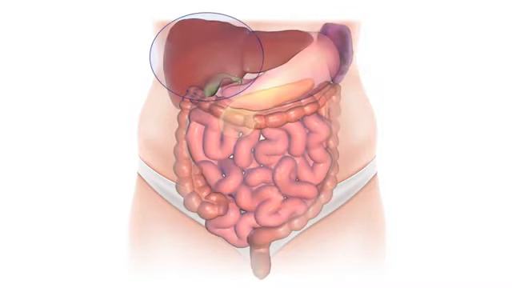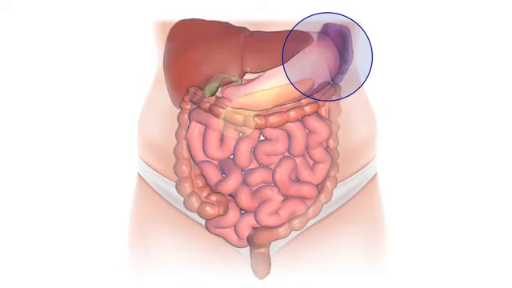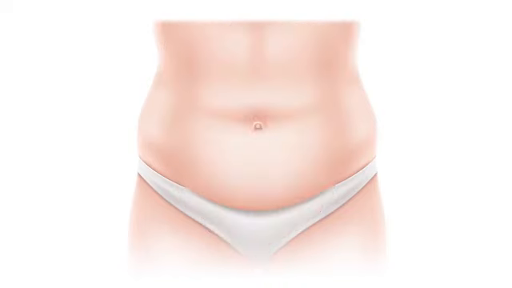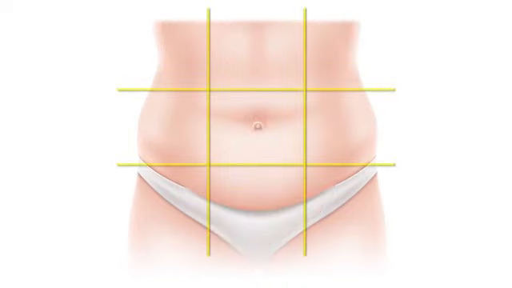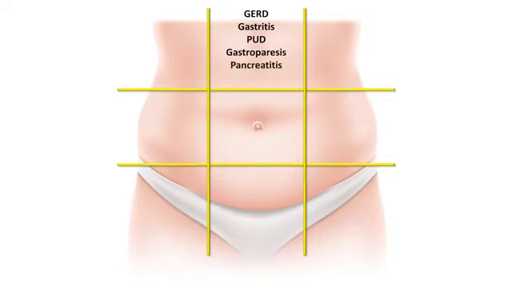So pain in the right upper quadrant suggests liver or biliary pathology, while pain in the left upper quadrant could be from the spleen. Now I'm going to go through specific etiologies while traveling around the abdomen, starting in the epigastric region. Pain located here can be from gastroesophageal reflux disease, gastritis, peptic ulcer disease, gastroparesis, most commonly a complication of diabetes, pancreatitis, and occasionally referred pain from acute coronary syndrome.